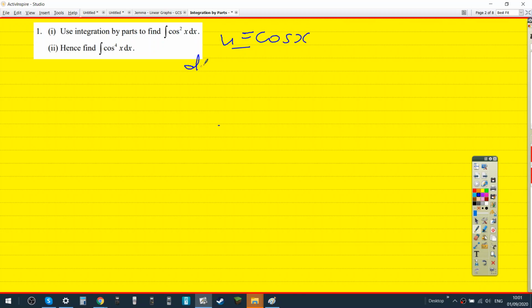What's wrong with this pen? Minus sine x. And we said cos x. There we go. And so v is equal to sine x.